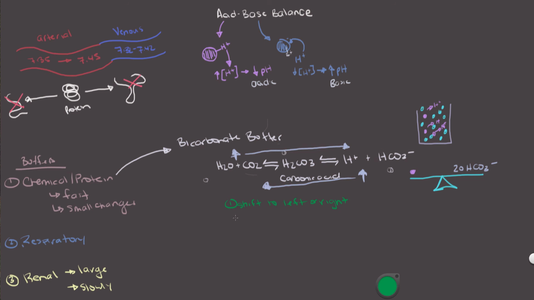And the other thing to remember is that we have a 20-to-1 ratio of HCO3 to carbonic acid. And the reason for this is to favor buffering. So the main thing here is that this promotes buffering.